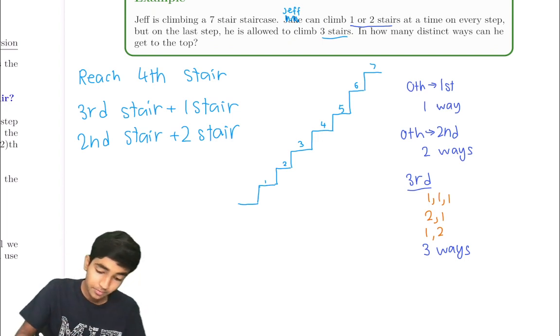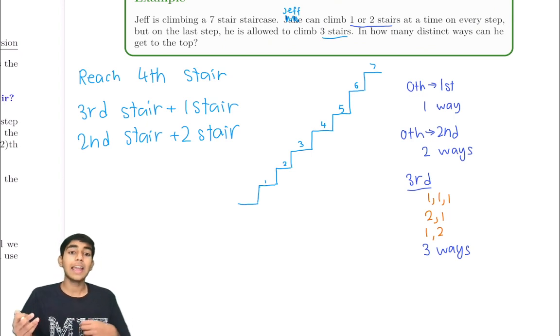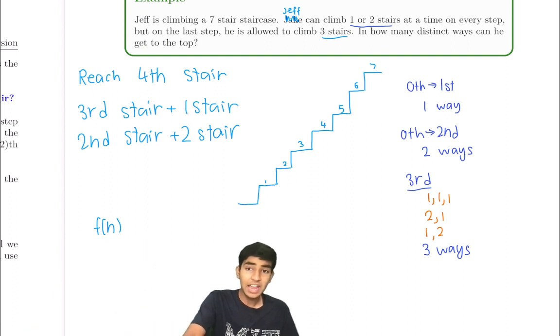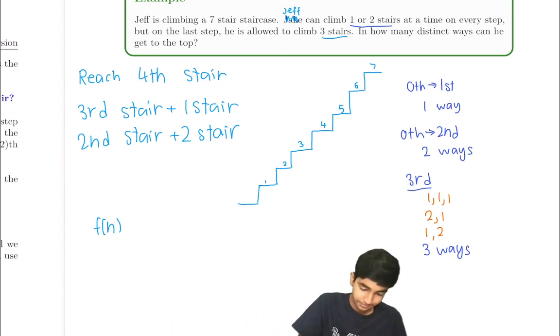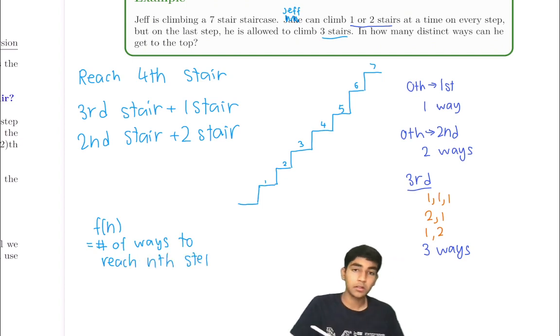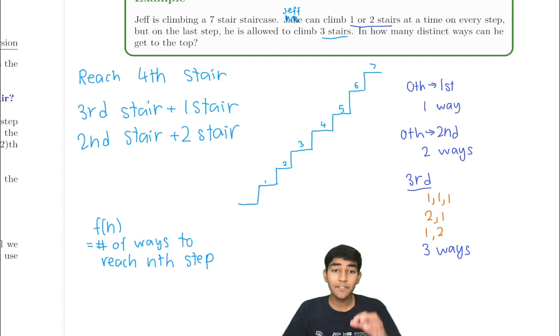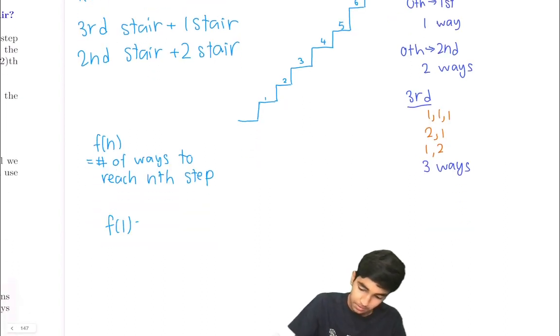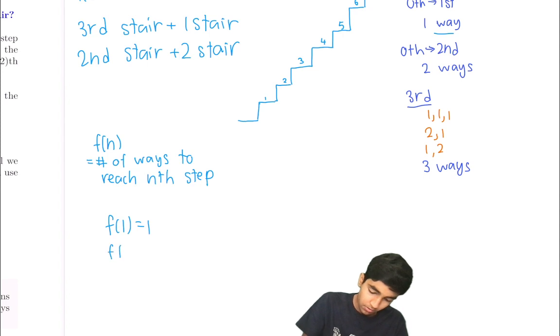Could we maybe write an expression in terms of the 2nd and 3rd stairs? Indeed, we can. So the idea here is, let's say f of n, it's a function, f of n is the number of ways to reach the nth step. So we already know that f of 1 is 1, right, from here. F of 2 is 2. F of 3 is 3, right?